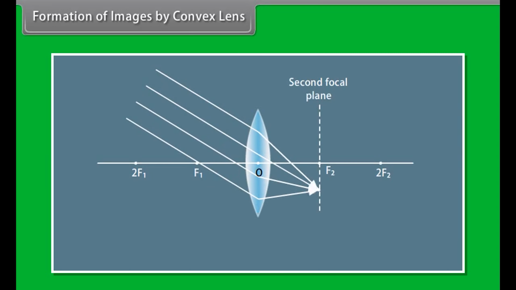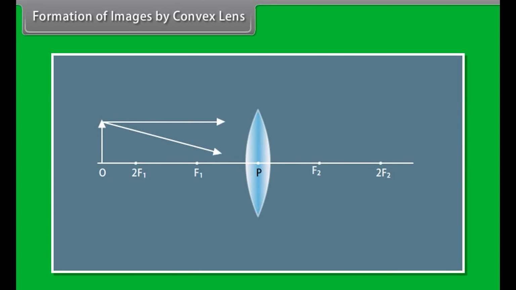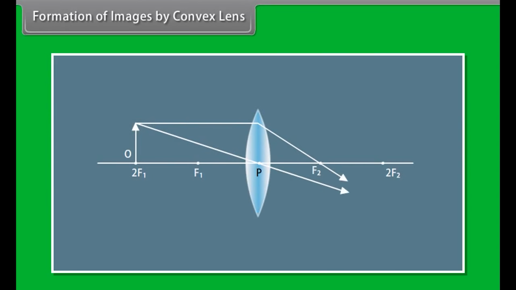The nature of the image is real, inverted, and highly diminished. When the object is placed beyond 2F, then the image is formed on the opposite side between F and 2F. The nature of the image is real, inverted and diminished. When the object is placed at 2F, then the image is formed at 2F on the opposite side. The nature of the image is real, inverted and same size.